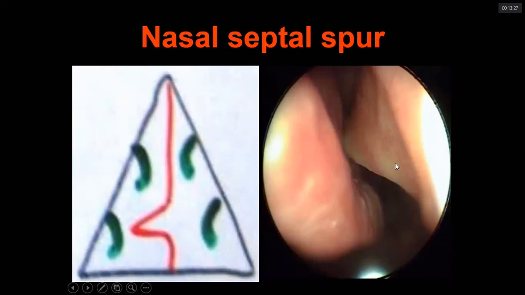And this is an endoscopic image. Okay, look here. This is the inferior turbinate, and here this is the septal spur. Okay, and this is a pointed projection. Okay, and this will also cause obstruction, and this needs to be corrected. And because it is impacted on the lateral wall, it may result in headache as well.